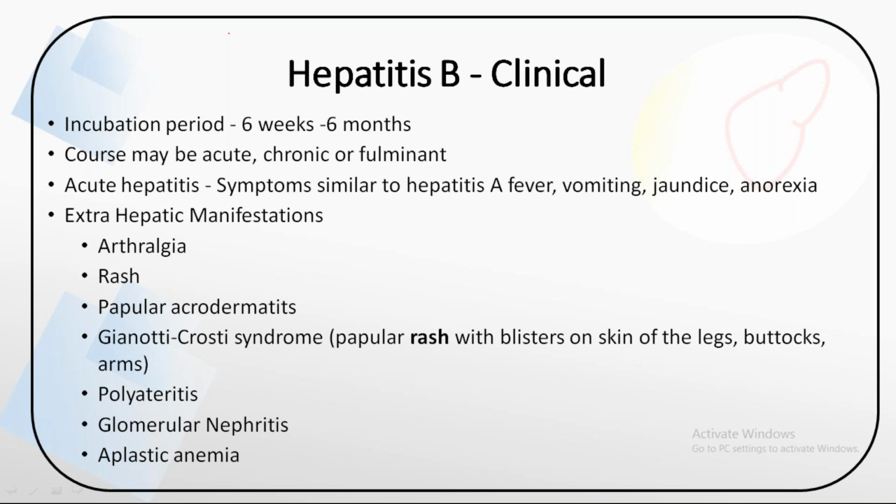In addition to this common symptomatology, it also has extrahepatic manifestations like arthralgia and rashes, especially Guillain-Barré syndrome. It causes specific rashes, blisters on the skin of the legs, buttocks, and arms. Papular acrodermatitis is another skin manifestation. Polyarteritis, glomerulonephritis, aplastic anemia: these are the non-hepatic manifestations of hepatitis B. You will see these in the complications also.